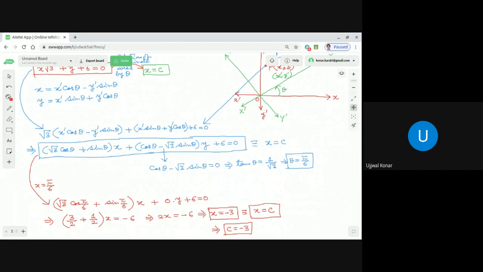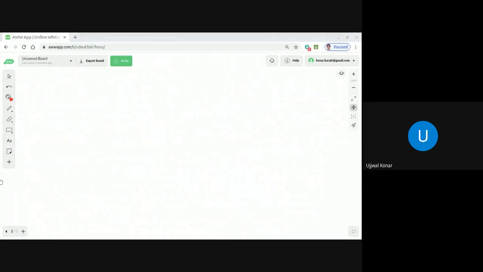Okay, now what we are going to discuss is the equation of straight lines. Standard forms of the equation of straight lines, that is the part of the discussion now. So the next point we are going to discuss is the standard forms of the equation of straight lines.